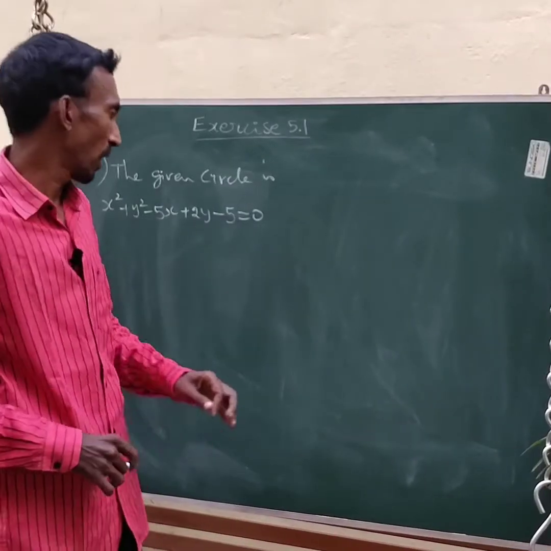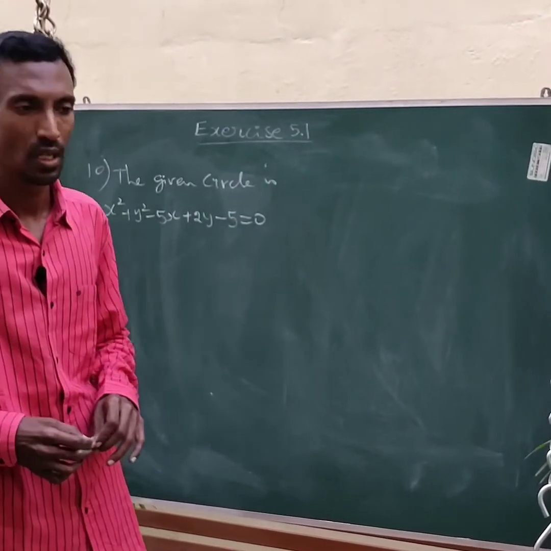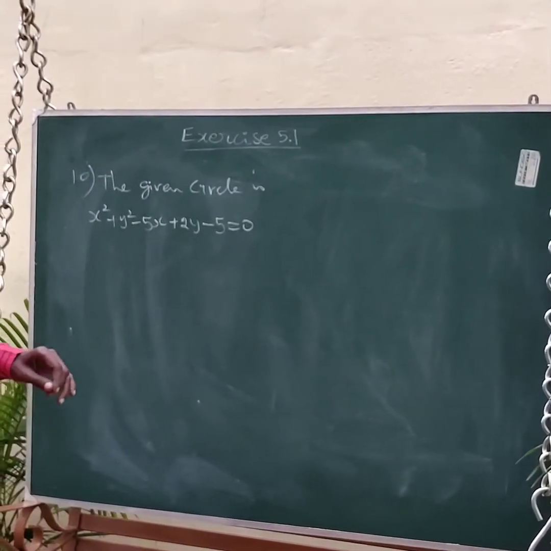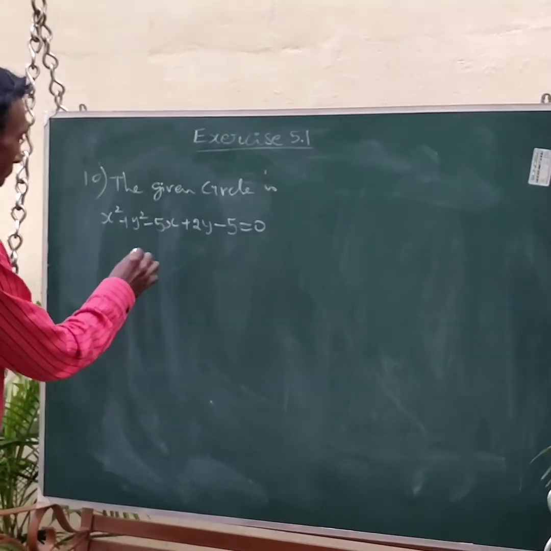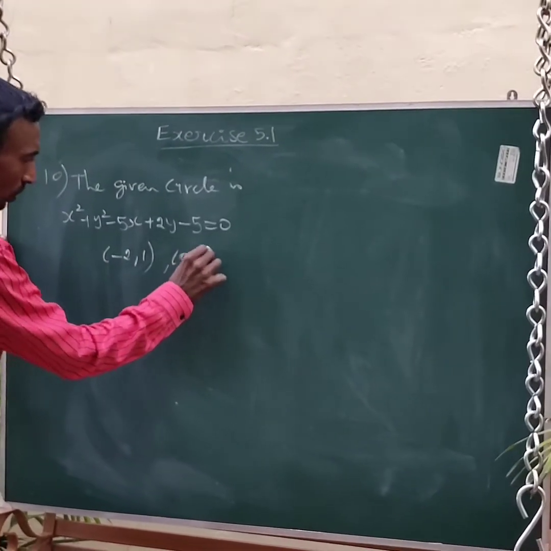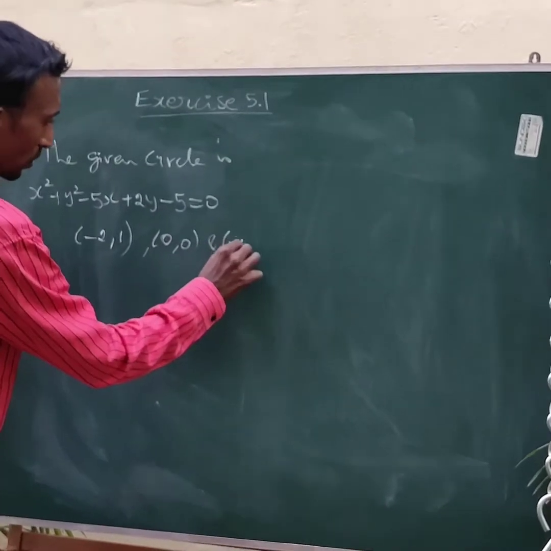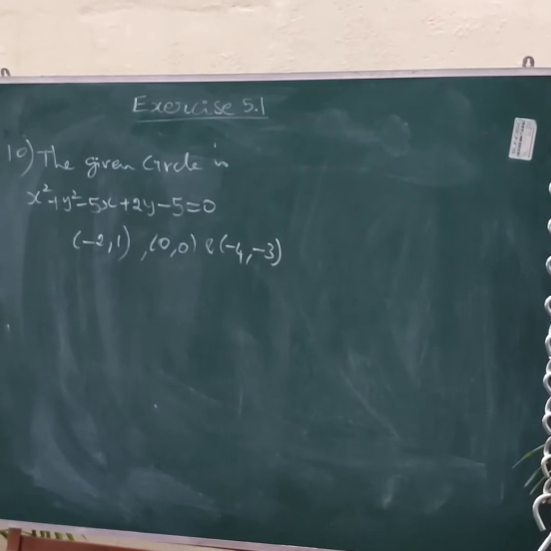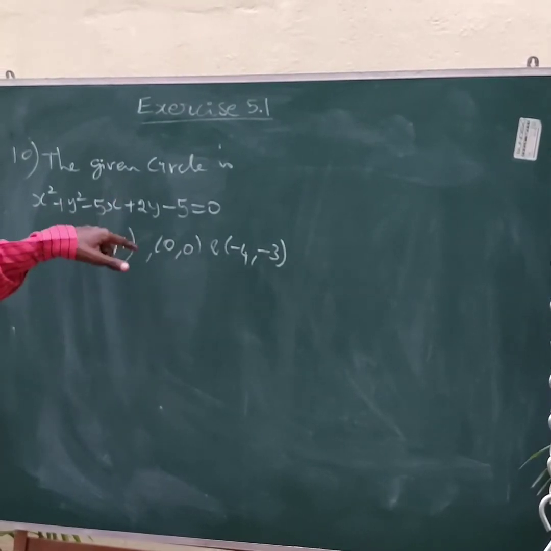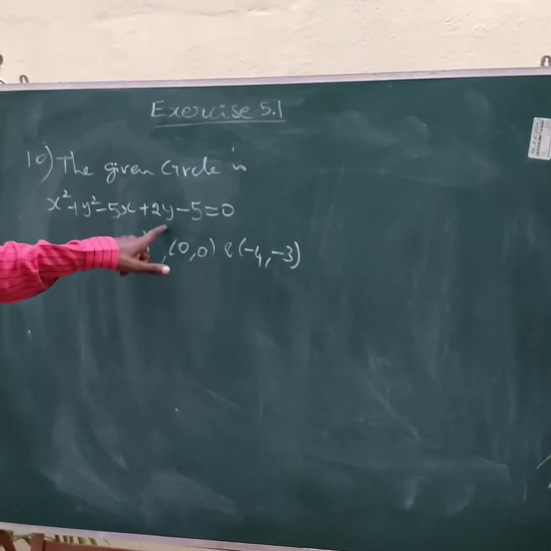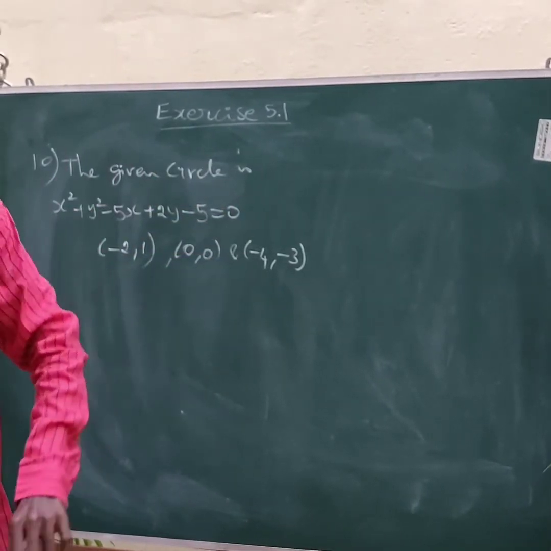Dear students, now we are going to find out the answer for the 10th question. The question is, determine whether the points (-2, 1), (0, 0) and (-4, -3) lie outside or inside or on this circle. The given circle is x square plus y square minus 5x plus 2y minus 5 equal to 0.